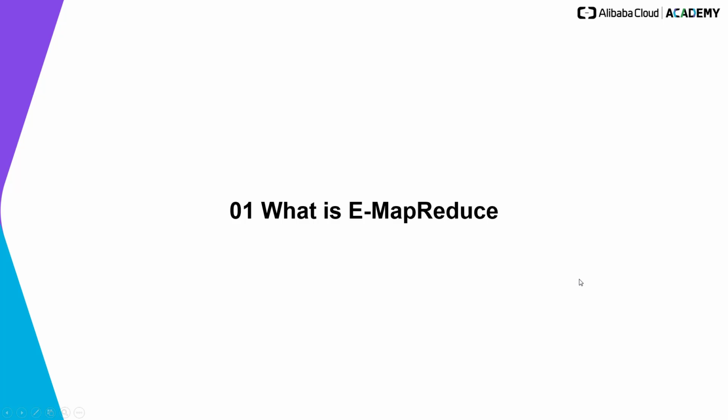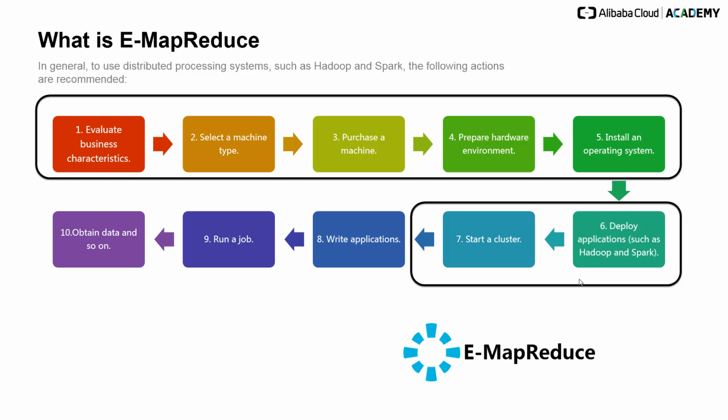First, what is E-MapReduce? In general, to use distributed processing systems, such as Hadoop and Spark, the following actions are recommended. Steps 8 to 10 relate to the application logic of users. Steps 1 to 7 are early preparations and tend to be difficult and cumbersome.